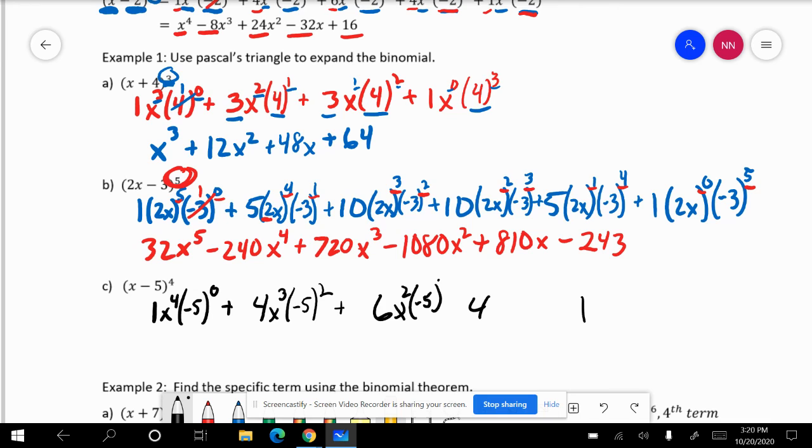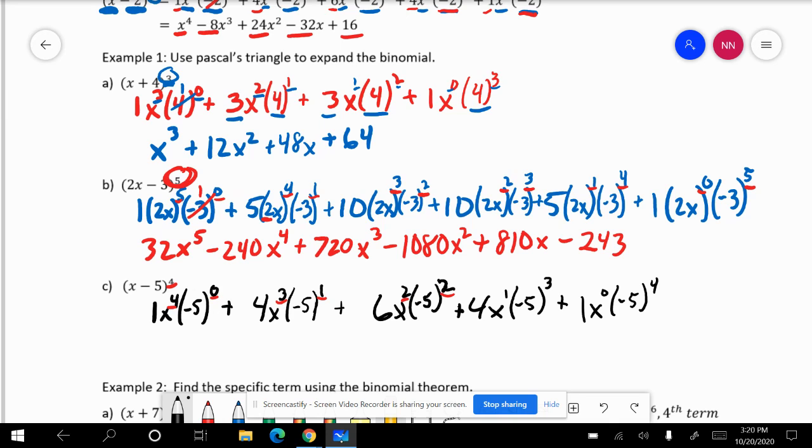Sorry, I made a mistake. That should be a 1. And this should be a 2. That makes more sense. Notice that I caught myself. This should add up to 4. That adds up to 4, adds up to 4. This should also add up to 4. I have x to the 1, and then what we have is negative 5 to the third. And the last one is x to the 0 and negative 5 to the fourth.